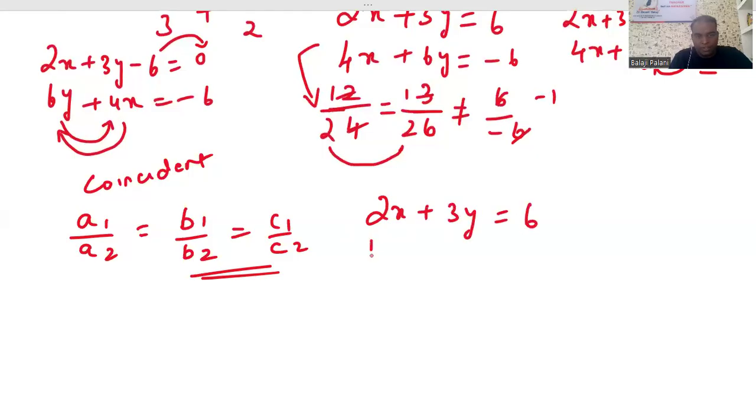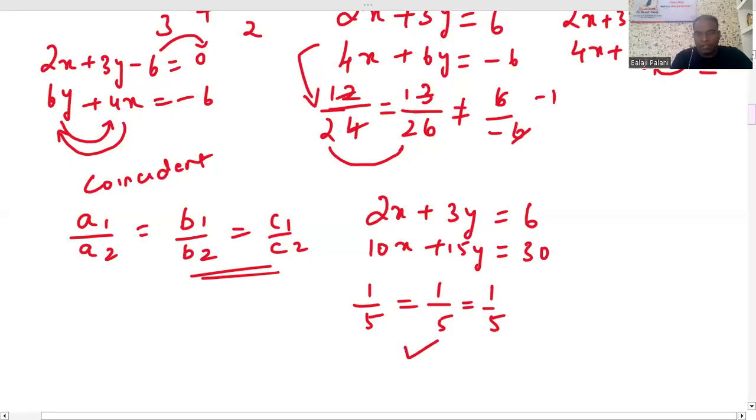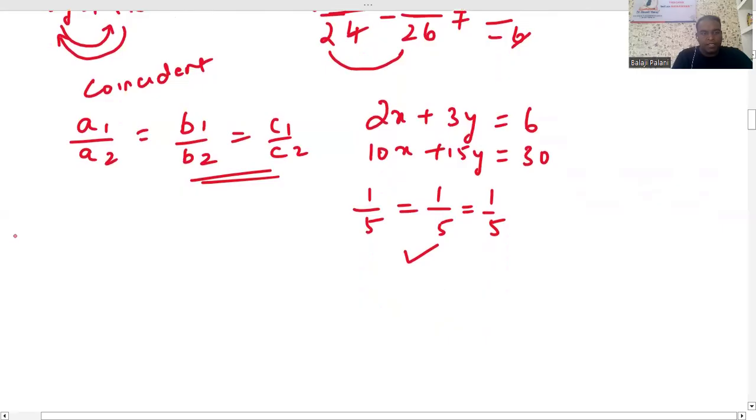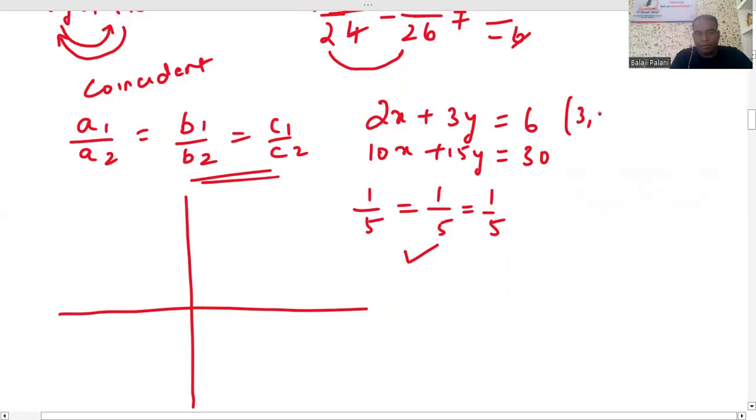For example, 10x plus 15y is equal to 30. Now you see the ratios here: 2 by 10, 3 by 15, 6 by 30. All the ratios are equal, therefore they are one over the other, or they have infinitely many solutions. இதை நம்ம வந்து வெரிஃபை பண்ணலாம் using graph also, just for you to understand. இப்போ first equation ஓட solutions நான் ரெண்டு எழுதிக்கிறேன். First thing is 3, 0. Second one is 0, 2.